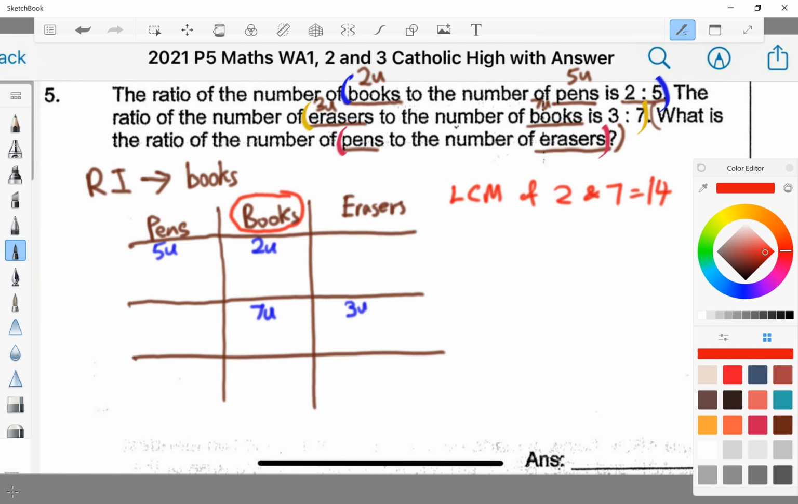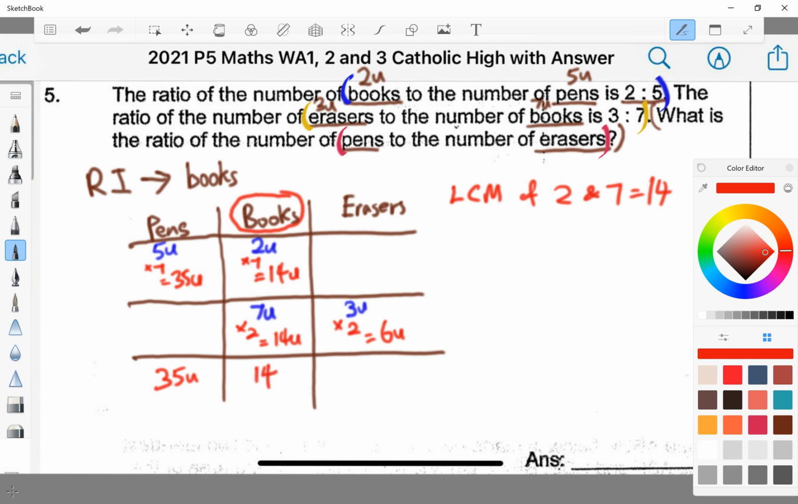To turn 2 units into 14 units, I will multiply by 7. In school, your teacher will be teaching you this as equivalent ratio. Okay, equivalent ratio. Then I will need to turn the units for the books into 14 units for the second row as well, which is why I will multiply by 2, and this will be 14 units for the books again, and 6 units for the erasers. So I have a final row at the bottom. It is for me to indicate the final answer.